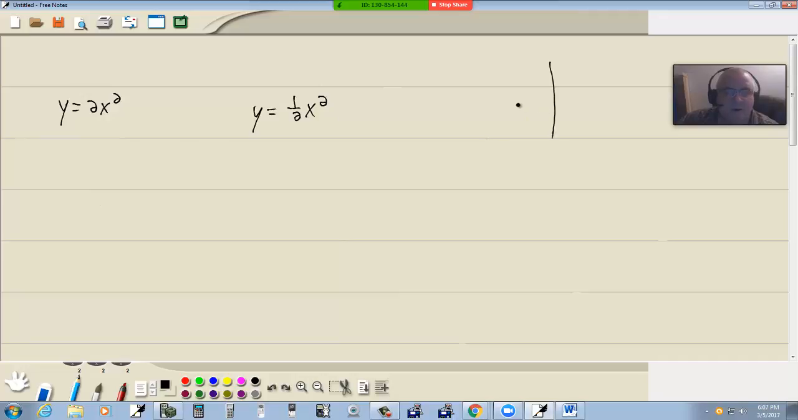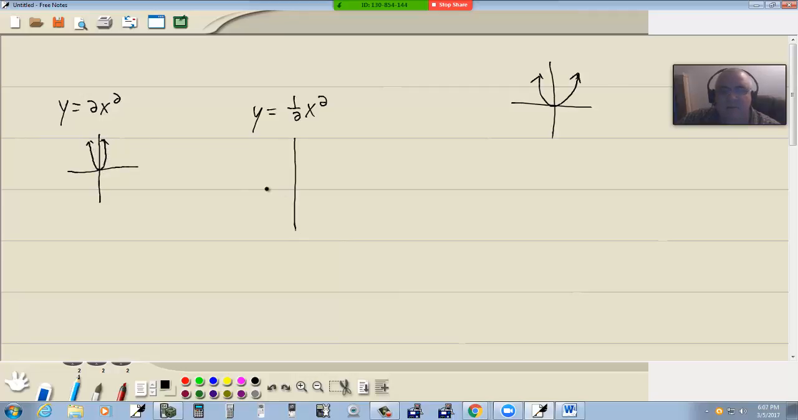Now remember our x squared. That's our U-shaped graph. Maybe it looks something like that. Now y is equal to 2x squared. What that does is 2x squared makes me think it should become twice as big, but it doesn't. It shrinks it in toward the y-axis. It's because the y values are increasing twice as fast.